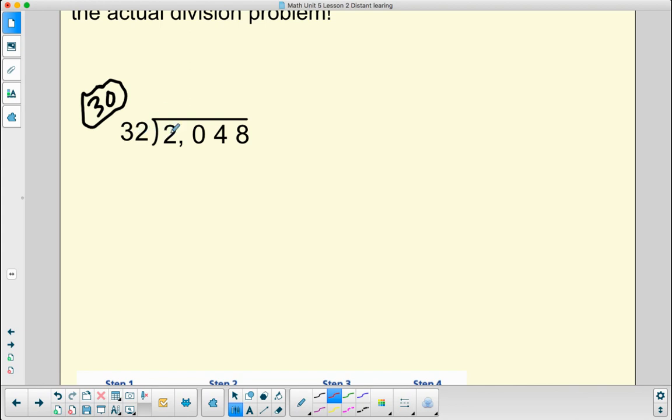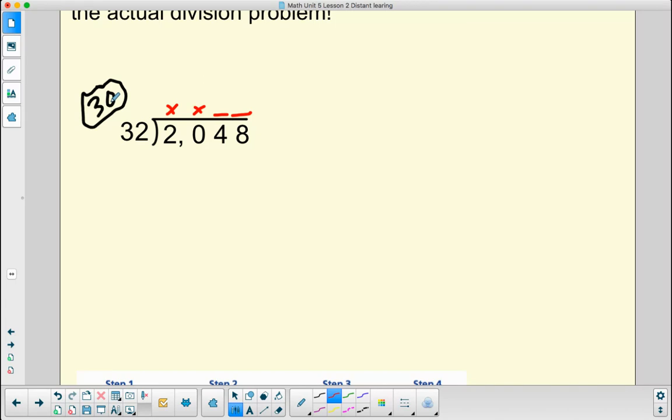Can I divide 2,000? If I had two $1,000 bills, could I break them into groups of 32? No. If I had 20 $100 bills, could I put them into a group of 32? No. But if I had 204 $10 bills, I could. I like to put a line there and there sometimes to say, hey, I'm going to need a tens and a ones. Now, again, I don't know my 32s very well.